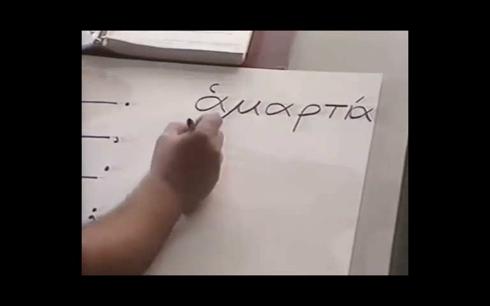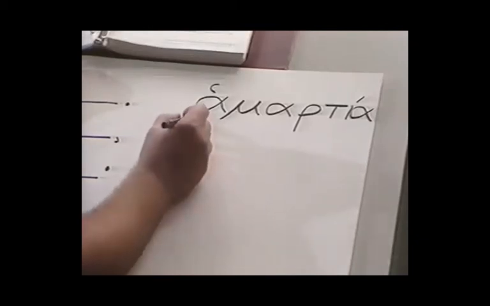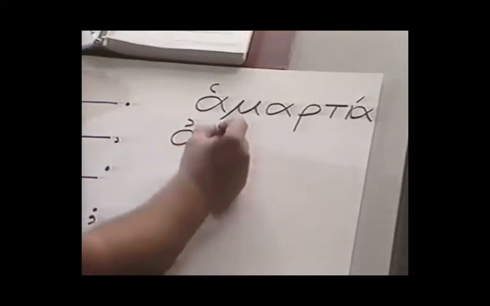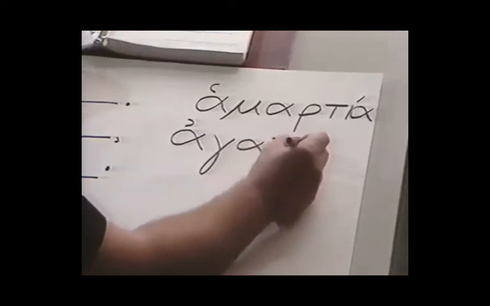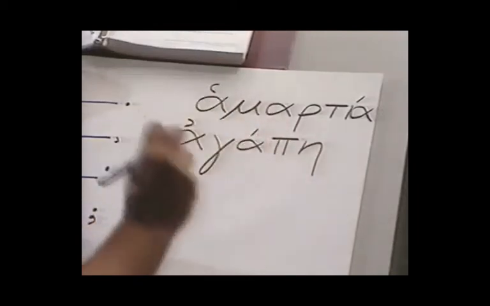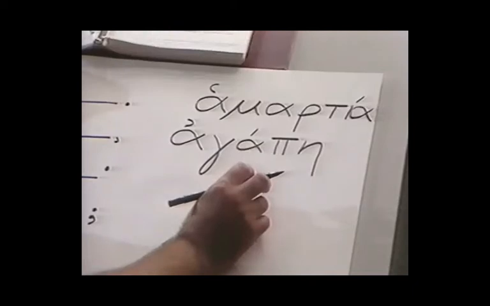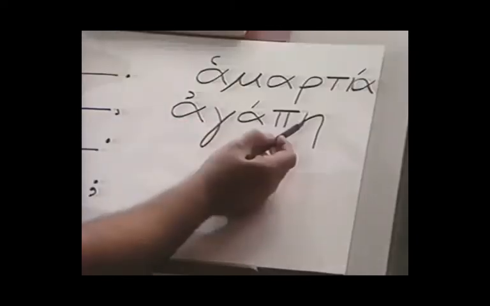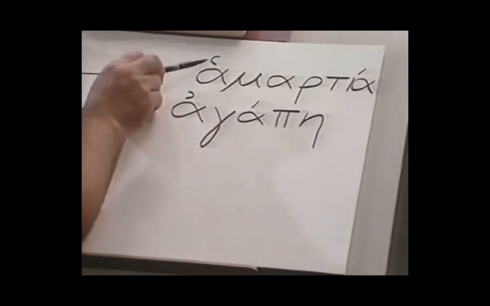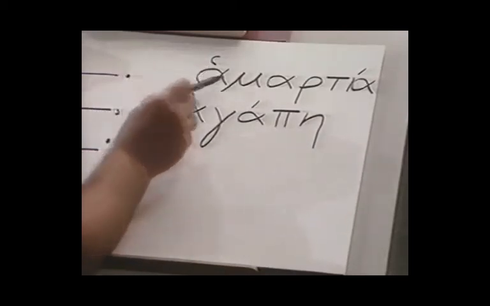Let's look at another word that begins with an alpha. This time the breathing mark will be turned the other way. There's the word agape. You already know what that word means, don't you? Agape means love. And you hear how I pronounce the word with a smooth breathing mark at the beginning of it, agape. In distinction to the word that begins with a rough breathing mark, hamartia.